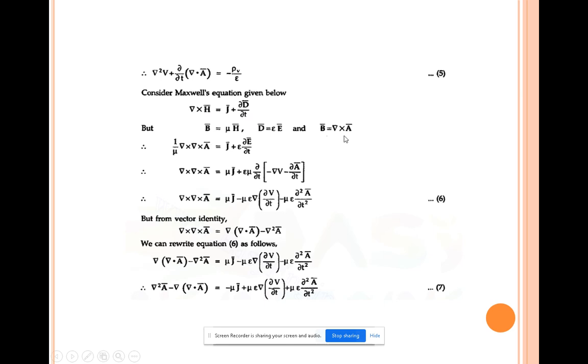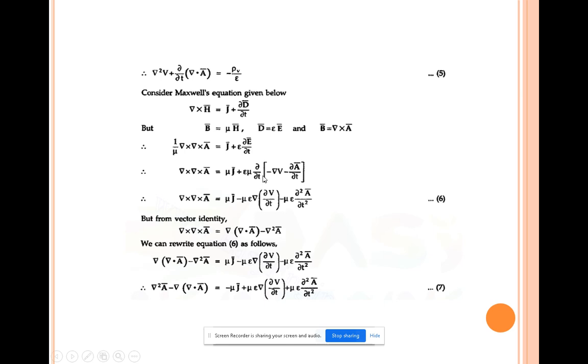In the first equation, the last equation, substitute in the H vector: instead of H vector, B vector by mu. So instead of B vector, you have to replace del cross A vector. Replacing it, you get this left hand side equal to J vector plus dou D vector by dou t. Here, instead of dou D vector, replace epsilon E vector in the right hand side. And then bring the mu to the numerator on the right hand side. That means del cross A vector equal to mu J vector plus epsilon mu into dou by dou t.